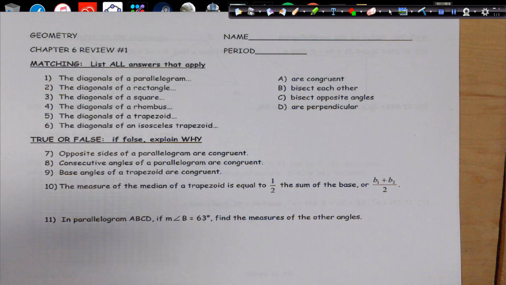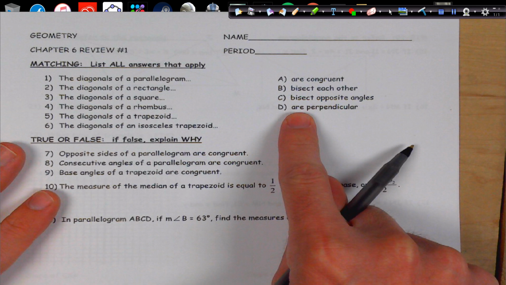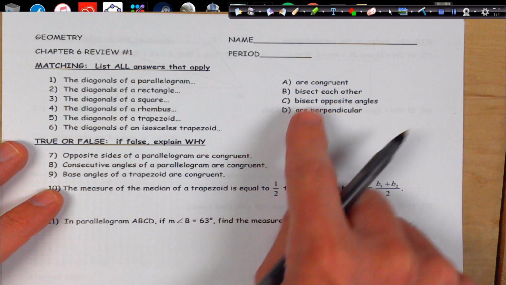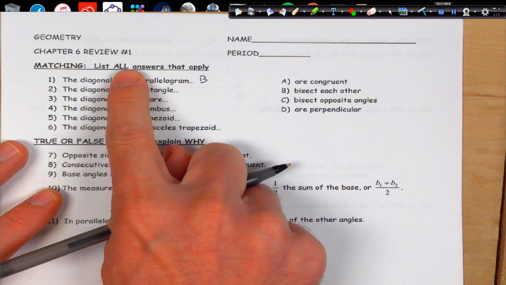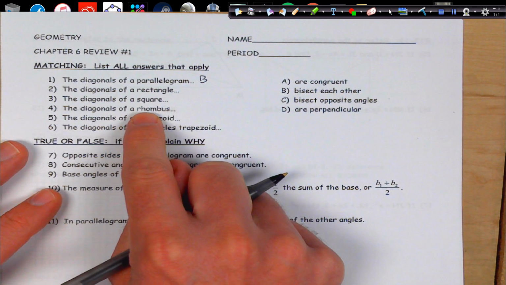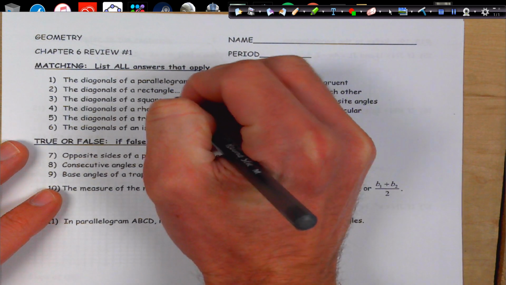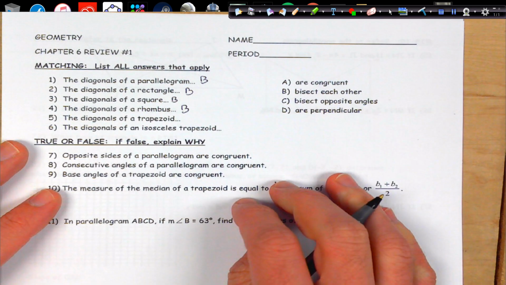The diagonals of a parallelogram. Again, if we know all of our rules, we can figure out which one of these it is. The diagonals of a parallelogram will bisect each other. What's kind of interesting is it lists all that apply. So a rectangle, a square, and a rhombus are all parallelograms, so they're going to also share that piece.